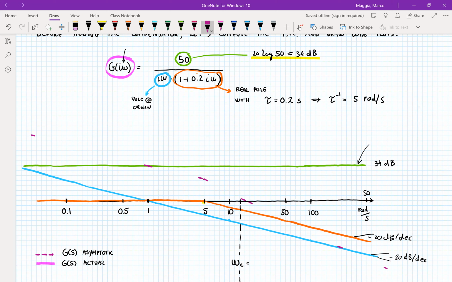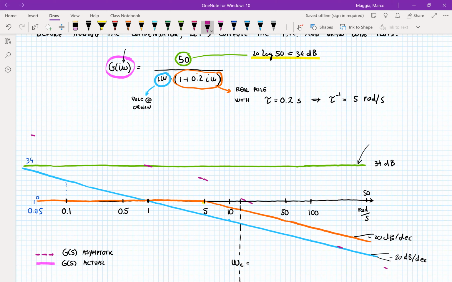So we have 0, 34, and then we add whatever. Let's start at 0.1. Or actually, we can start at 0.05. And so at 0.05, the contribution of the light blue line would be 40.